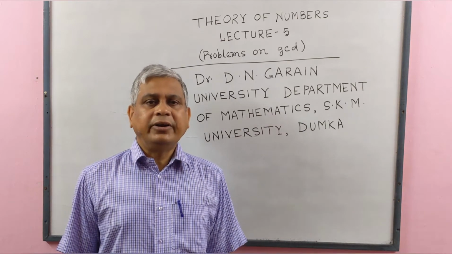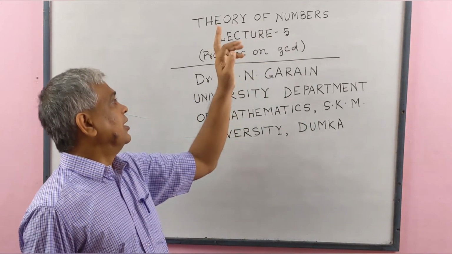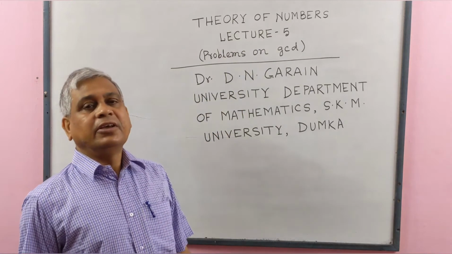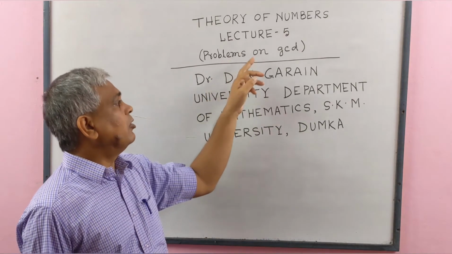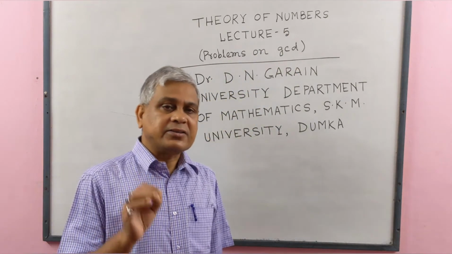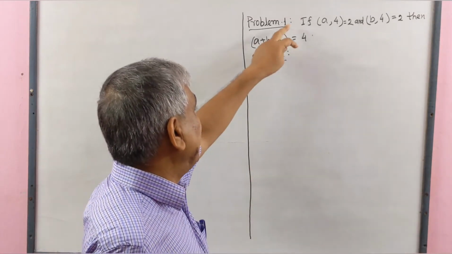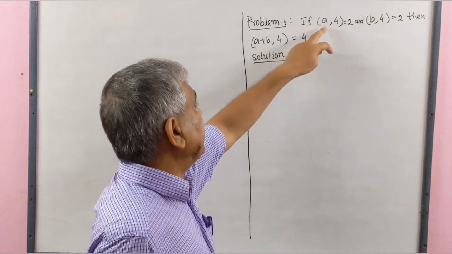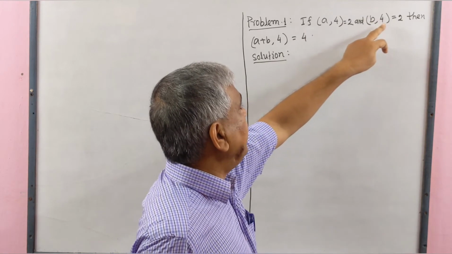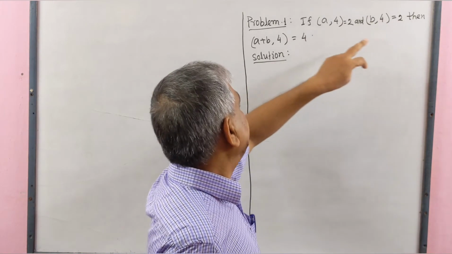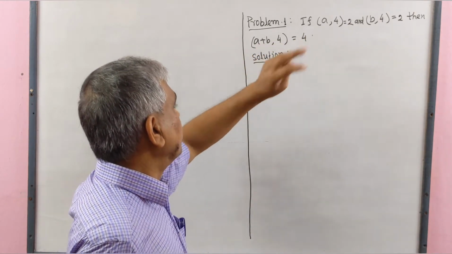Today I will deliver lecture on theory of numbers, lecture number 5, in which I will discuss some problems on GCD, greatest common divisor. Now we solve problem number 1. If GCD of A and 4 is 2 and GCD of B and 4 is 2, then GCD of A plus B and 4 is 4.